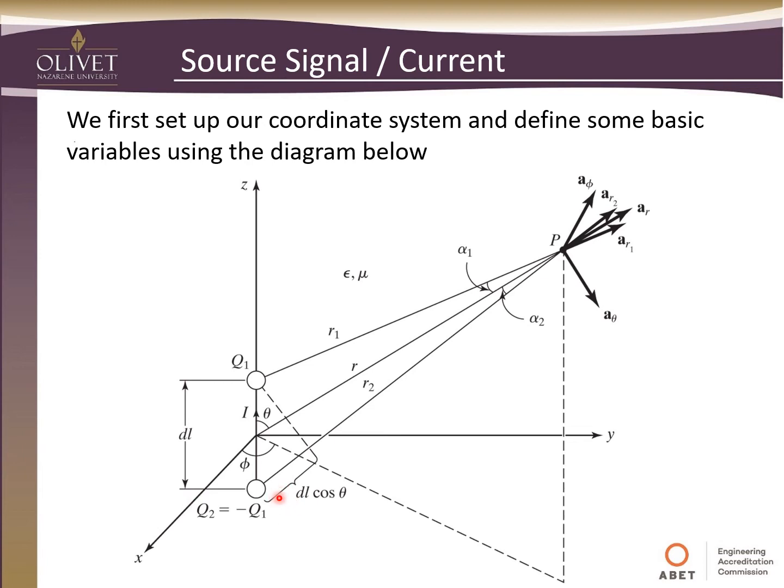And from that too, we can also derive some distances, this dl cosine theta, and of course we're going to have the permittivity and permeability of our medium. So we should have all the tools in place we need now to come up with some mathematical expressions.